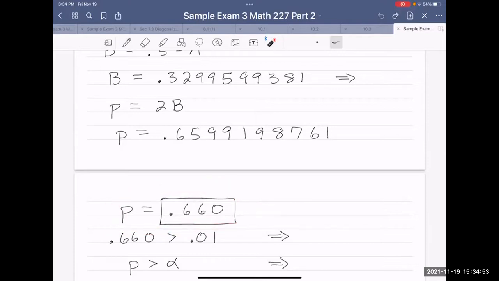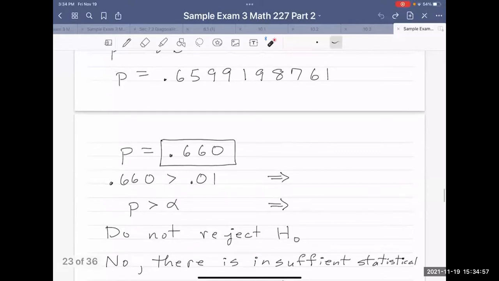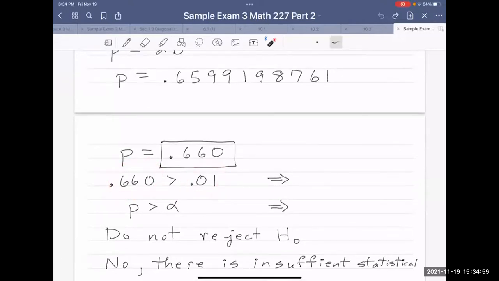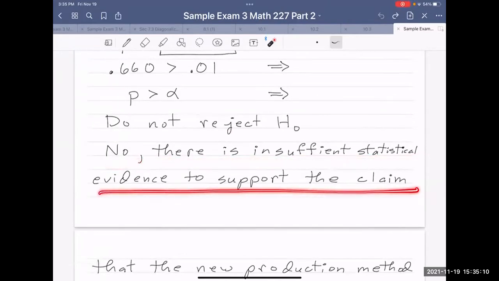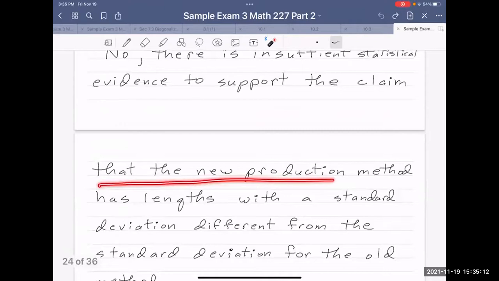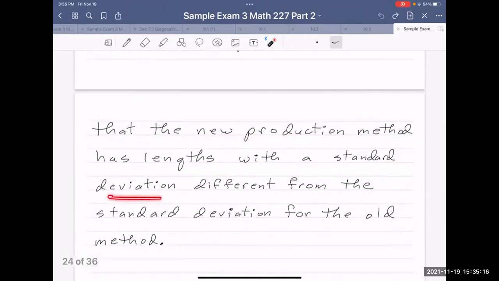And so let's round this, which is greater than 0.01 alpha. So P here is greater than alpha. So I do not reject the null hypothesis. So no, there is insufficient statistical evidence to support the claim that the new production method has lengths with a standard deviation different from the standard deviation for the old method.